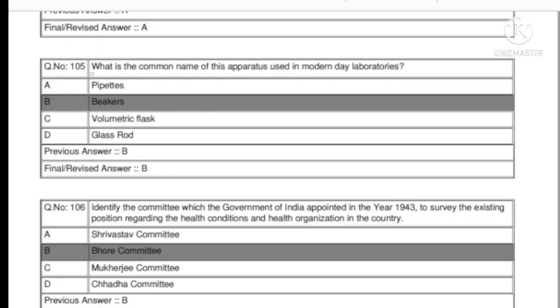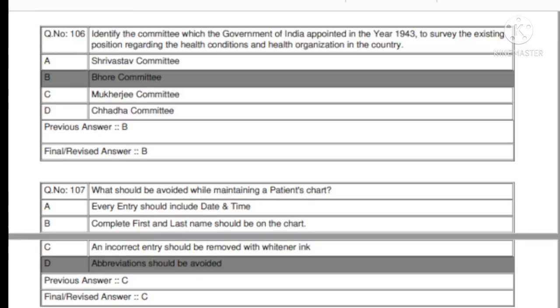Next question, question number 105. What is the common name of the apparatus used in modern day laboratories? A. Pipettes. B. Beakers. C. Volumetric flask. D. Glass rods. So its answer is B, beakers.